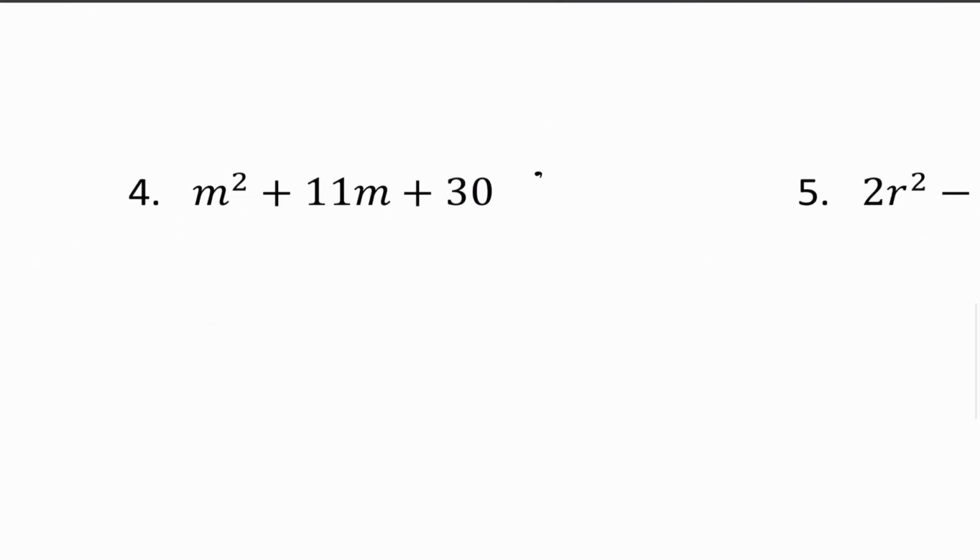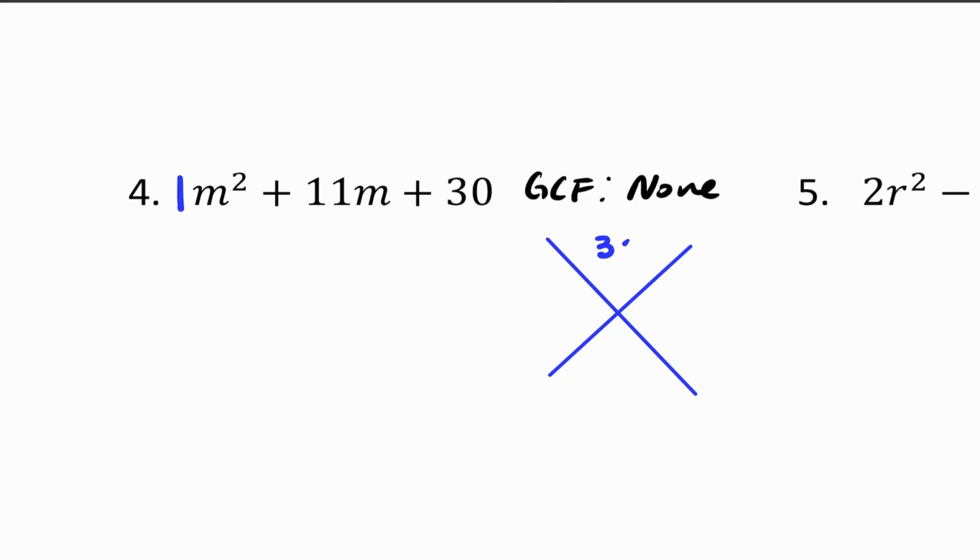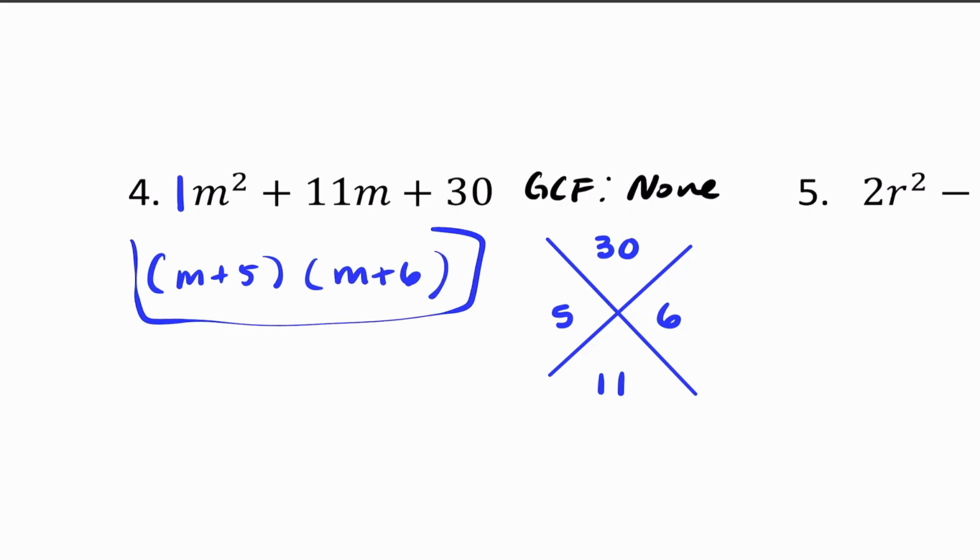Number 4, do we have a GCF? No. So since we have 1, 2, 3 terms, I'm going to go ahead and apply the X method. A times C, so it's +1 times 30. And then our B value is 11. So our 2 numbers are 5 and 6. So you'll write m plus 5 times m plus 6.